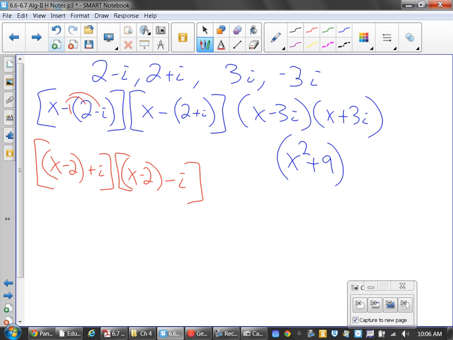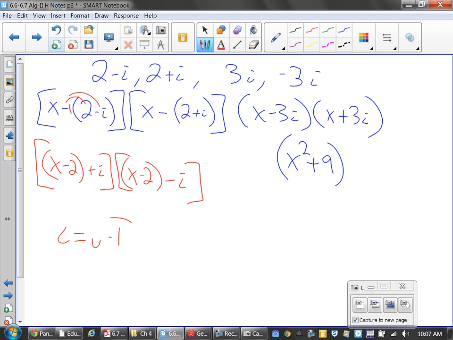Is that 1, or do you mean what is I? I is just the imaginary number. I squared is the square root of negative 1. Oh, excuse me, I said that backwards. I is the square root of negative 1. I squared is negative 1.